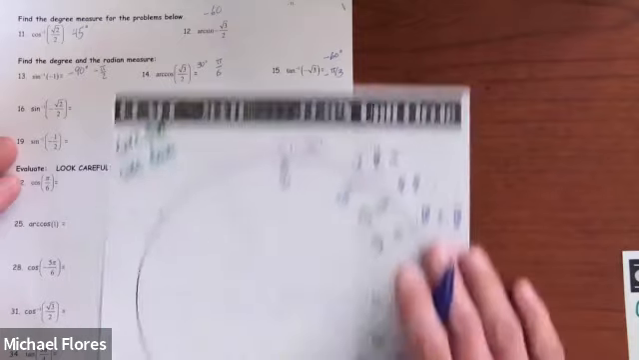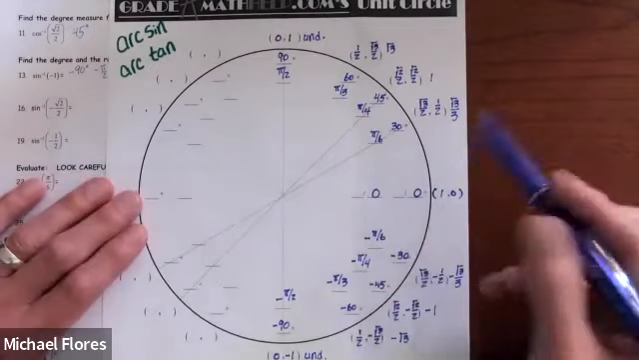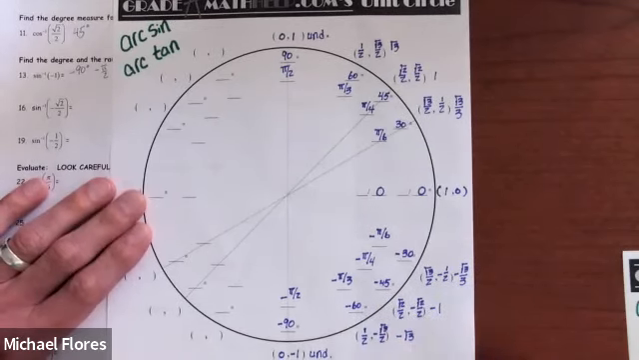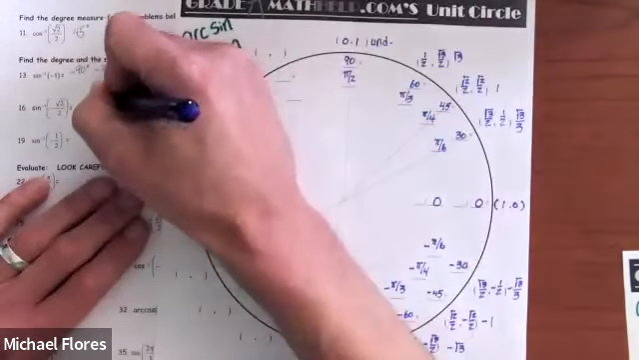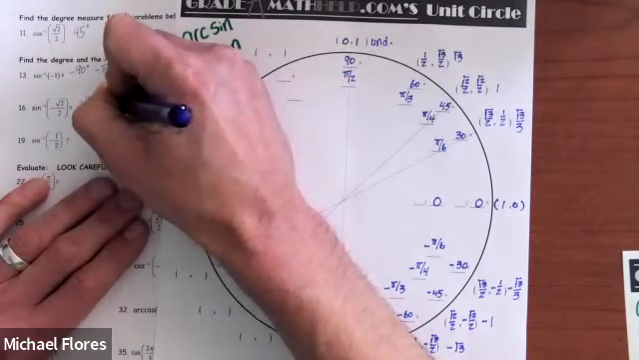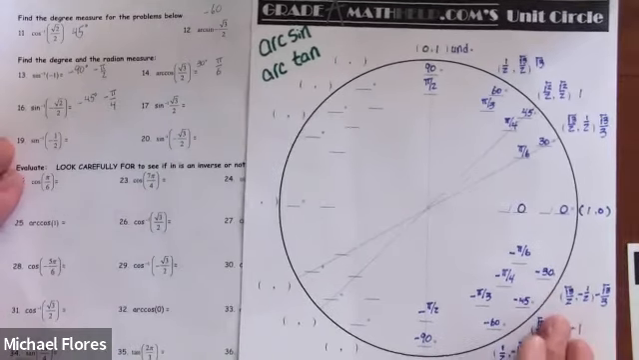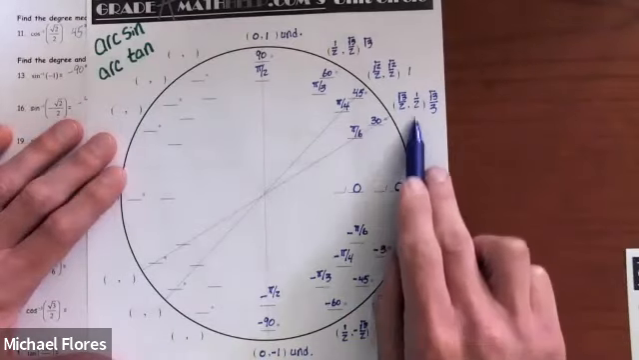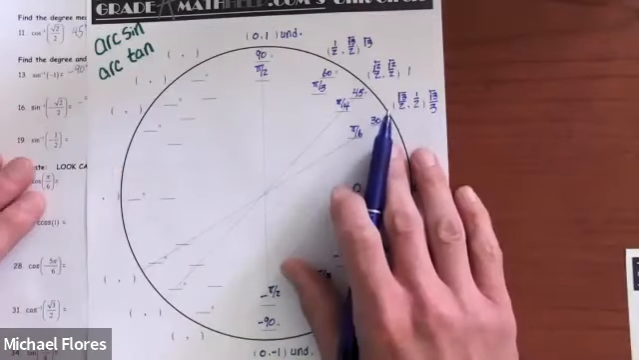Arc sine. We already have our arc sine cheat sheet here of negative root 2 over 2. Sine value of negative root 2 over 2. There it is. Negative 45-degree rotation or negative pi over 4 radians. Okay, arc sine of root 3 over 2. I'm looking for the sine value that has root 3 over 2. There it is. That's 60 degrees or pi over 3.